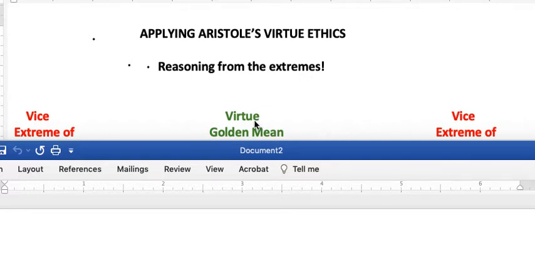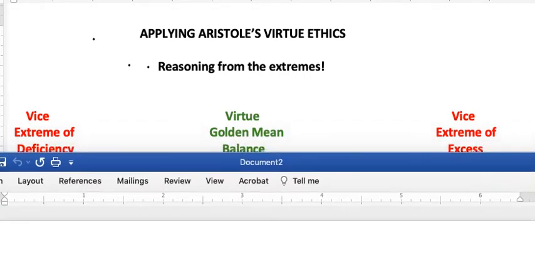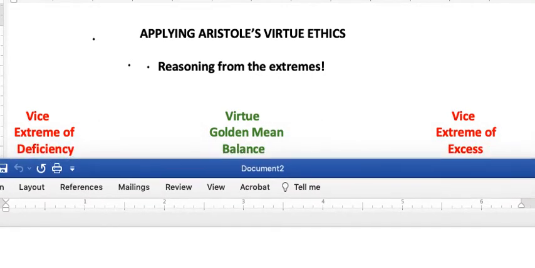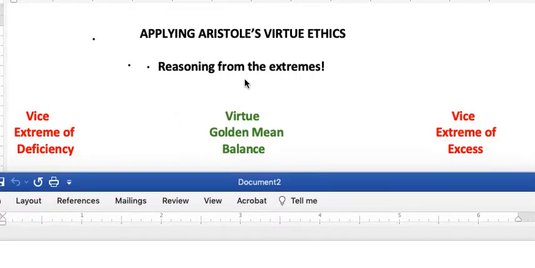So we have virtue, which is a golden mean, and the golden mean is basically a balance. A balance of what? A balance between 2 extremes. So you should be copying this, and you should have balance and then add between 2 extremes. So here to the left, I have noted a vice, an extreme of deficiency.